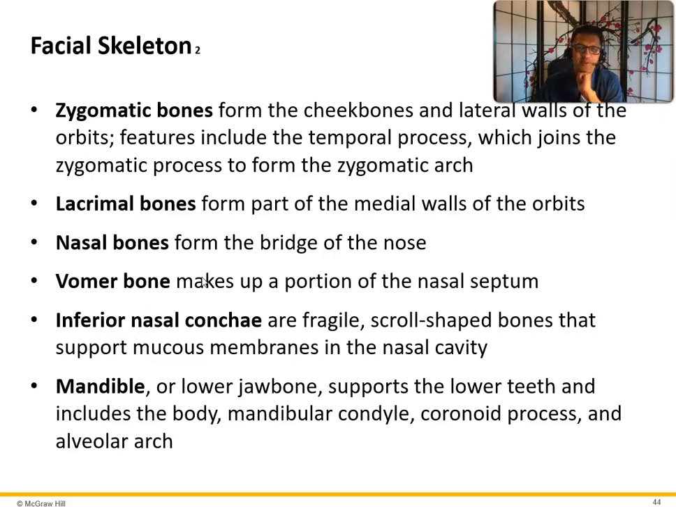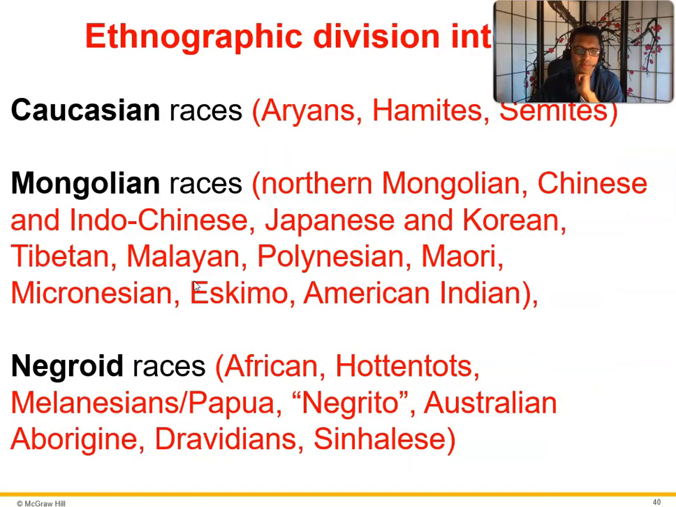If you go back to the three races, you're like, okay, where are the Hispanics? Where are the Indians? Well, it depends on your ancestors, where they came from, right? So there's no distinction here, but it's all either you're Caucasian, you're Mongoloid, or you're Negroid based on your cheek structure.